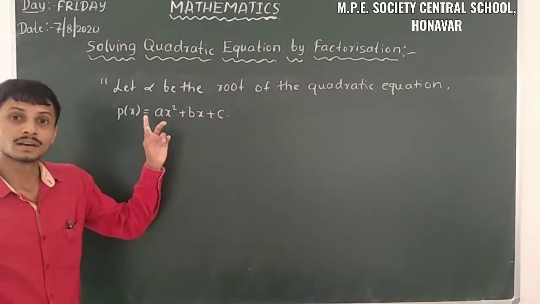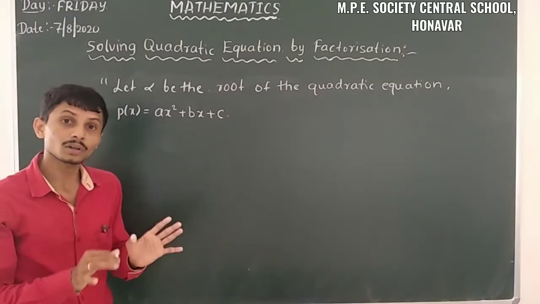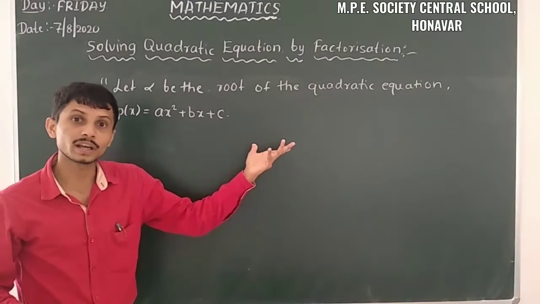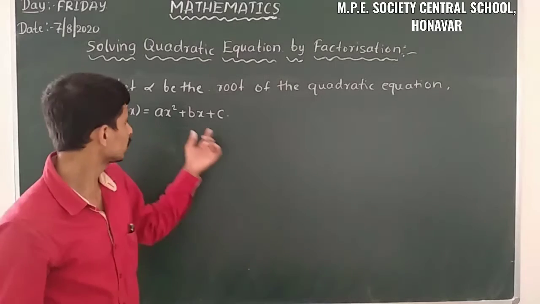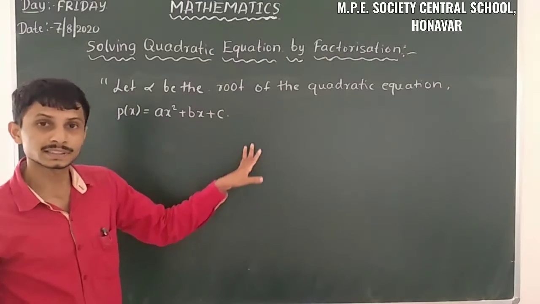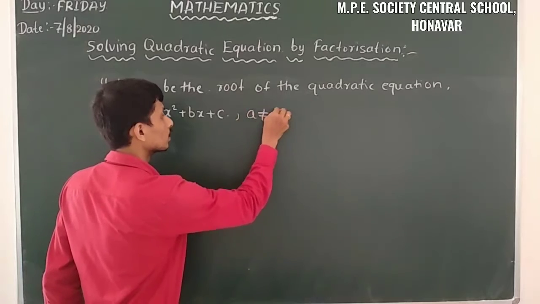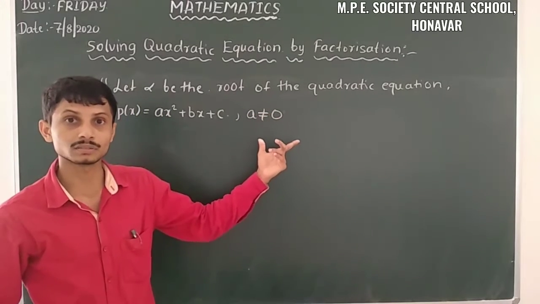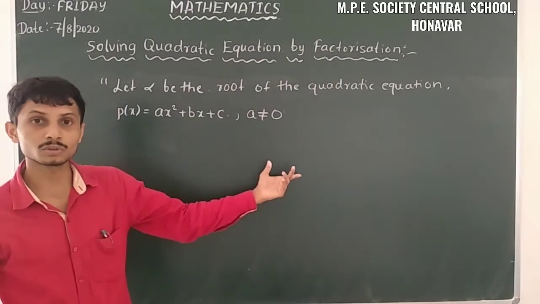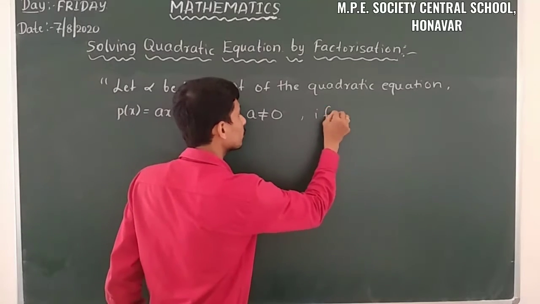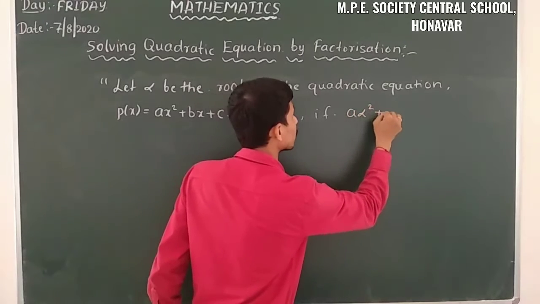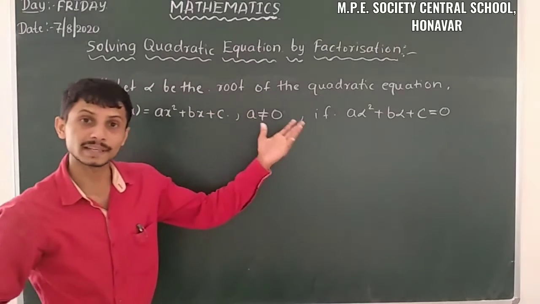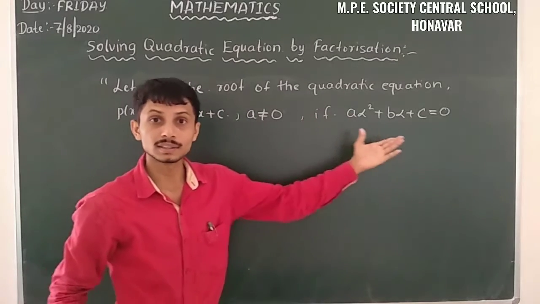Here in x square, the power of the leading term is 2. That means it's a quadratic equation, as we already know from the polynomials part. Here p of x is equal to ax square plus bx plus c, and a is not equal to 0. If a is equal to 0, it becomes a linear polynomial, but we want a quadratic equation. So here a is not equal to 0. If a alpha square plus b alpha plus c is equal to 0, when we substitute x is equal to alpha, the result will be 0.